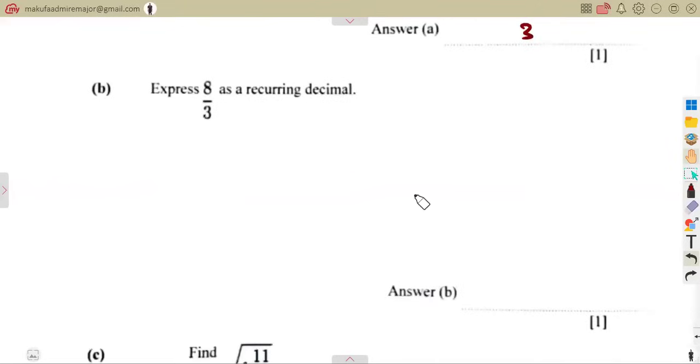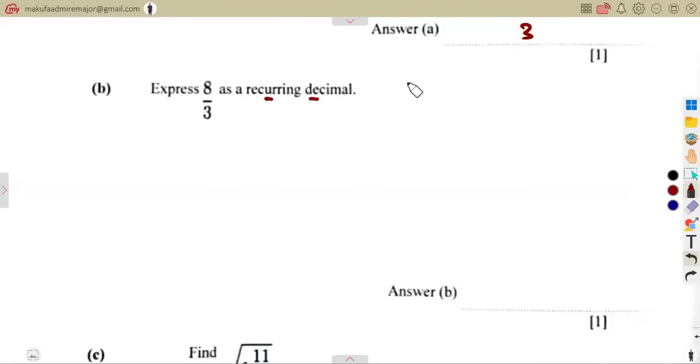Then express as a recurring decimal. That is the major part. 8 over 3 as a recurring decimal. So remember, we have got types of decimals: a terminating decimal, which ends, and we have got a recurring decimal, which is the type of decimal that does not end. Like for an example, we've got 1.333 and so on and so on. That's a recurring decimal, it does not end. It's endless. It's going to be repeating values up to infinity.